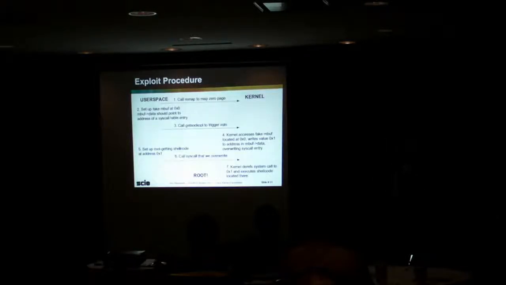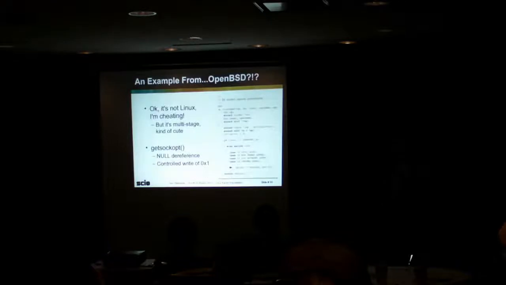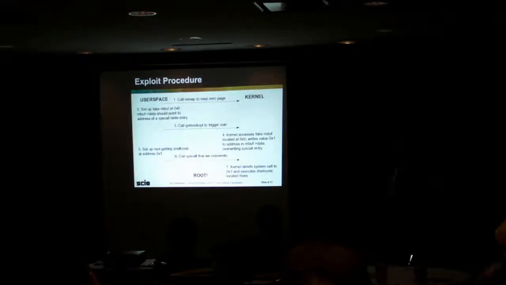So breaking down the exploit, how we would actually leverage this into a privilege escalation, we would call mmap to map our 0 page. The kernel would go ahead and map that. We would set up a fake mbuf, which was the structure here that's being operated on in this getsockopt code. We would set this up with a fake mbuf at the null pointer, such that one of the offsets, which is the data member of this mbuf structure, would contain the address of a memory address that we want to write to.